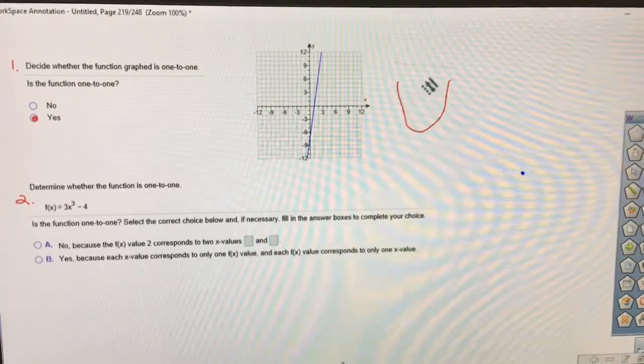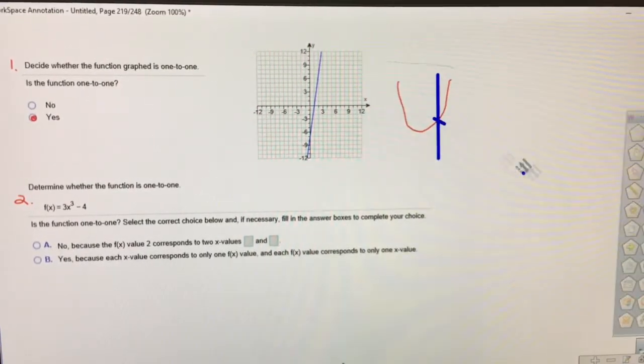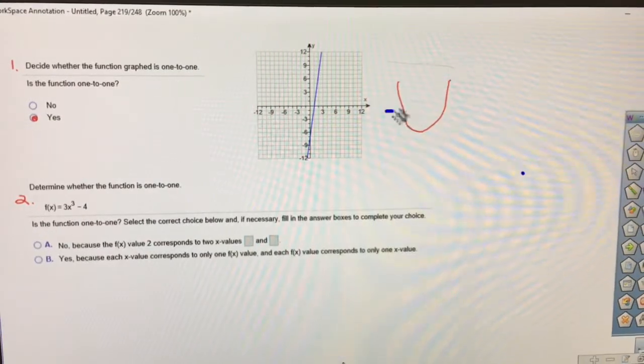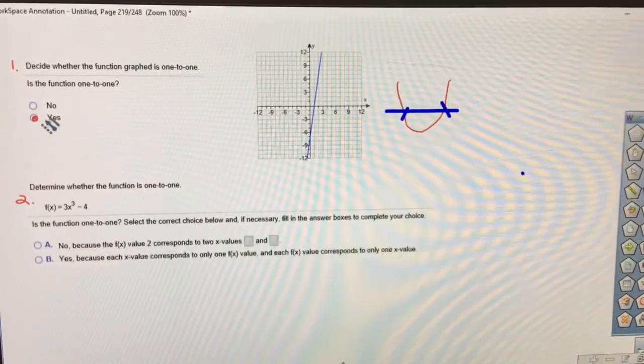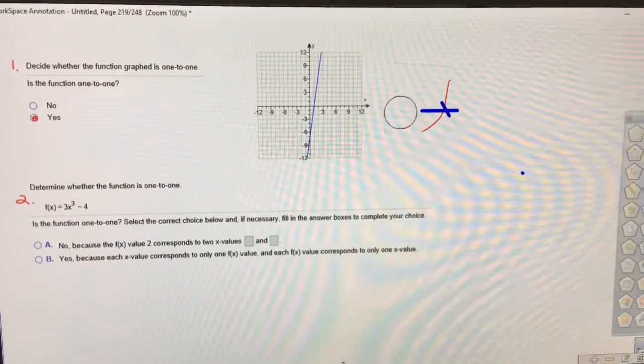Notice the parabola passes the vertical line test. It only strikes the curve in one spot. However, a parabola fails the horizontal line test. So it's a function, but it's not 1-to-1. So is a straight line a function? Yes, a straight line is a function.